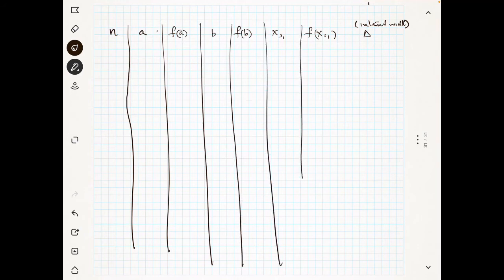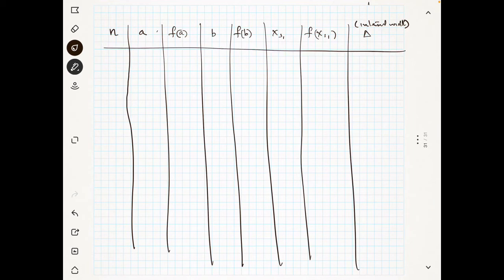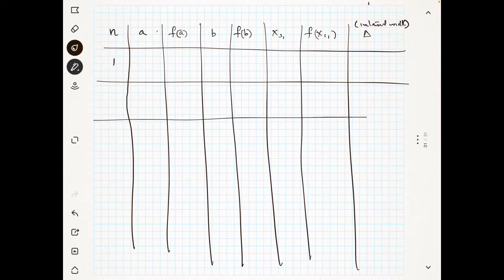Now I am going to draw the table. Okay, now this is my iteration index, 1, 2. So iteration index 1, 2 like this. So this is my iteration index.